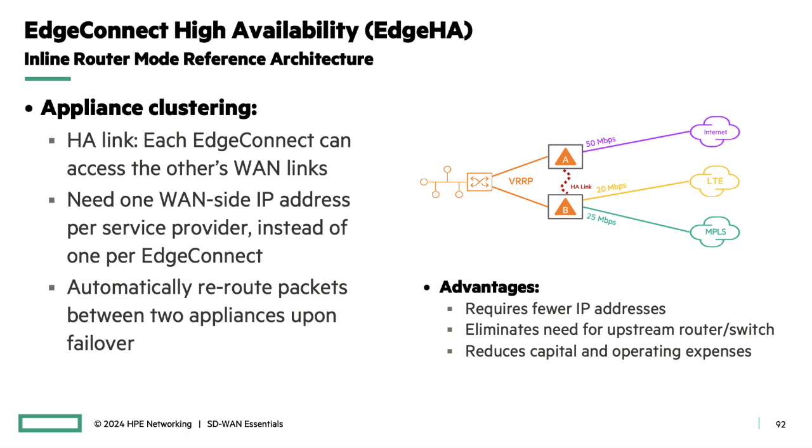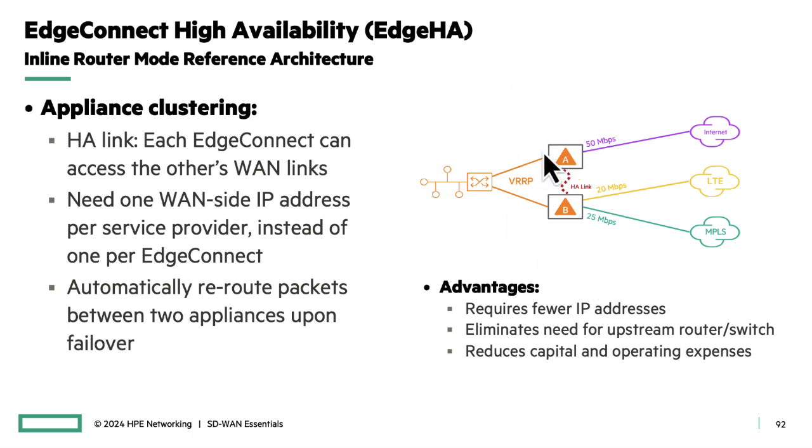This slide illustrates the EdgeConnect HA architecture. It provides high availability and flexibility while saving you money. 2 EdgeConnect appliances are connected over an HA link, and each appliance operates as an independent unit, providing transport services for its partner if it's required. As mentioned earlier, you could think of them as a virtual chassis.